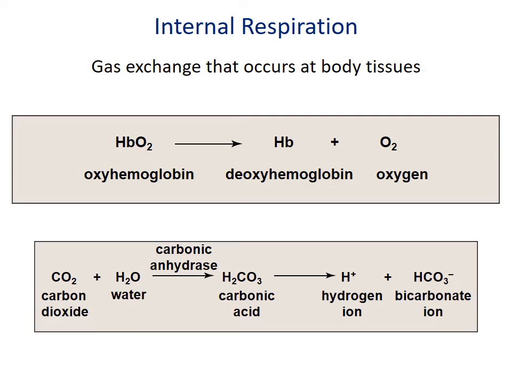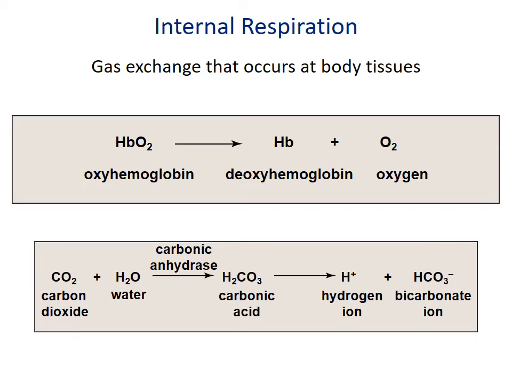Then when you get to body tissues, the opposite reactions occur. So the oxyhemoglobin that was formed in the lungs is going to dissociate back into hemoglobin and oxygen, and this oxygen will diffuse into body tissues that need it. Carbon dioxide, which has been produced in all the body tissues, is going to combine with water, and with the help of this enzyme, carbonic anhydrase, produces carbonic acid, which then dissociates into hydrogen ions and bicarbonate ions. So this is where those bicarbonate ions are produced. That's the main way that carbon dioxide is transported in our bloodstream.